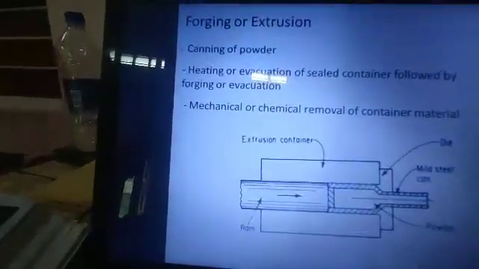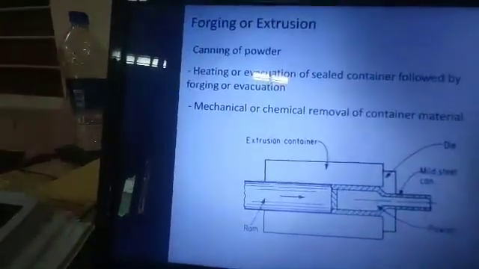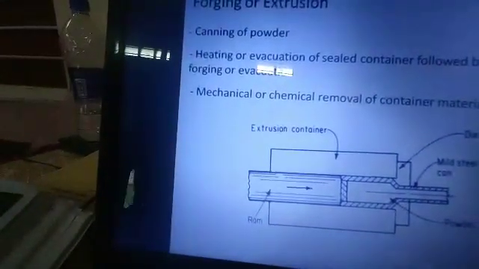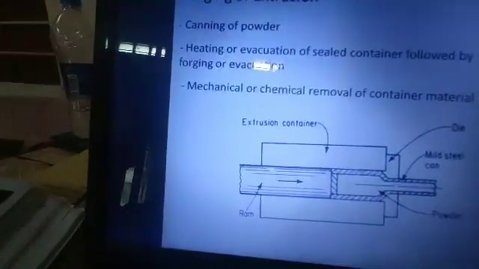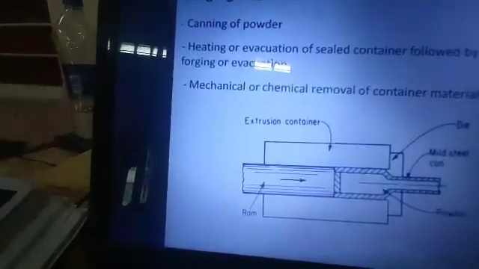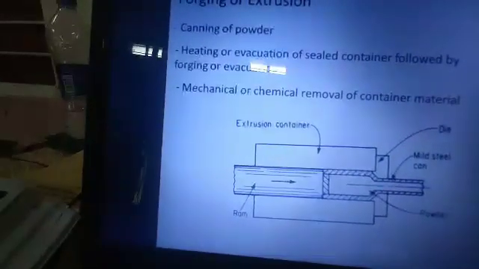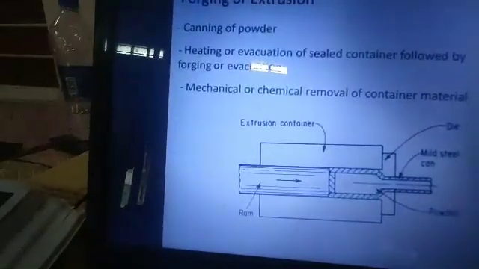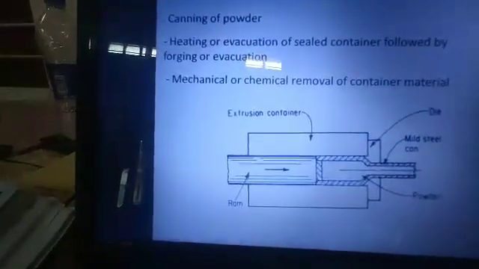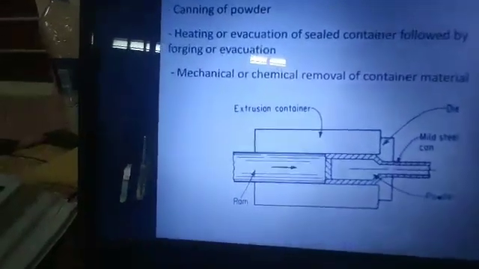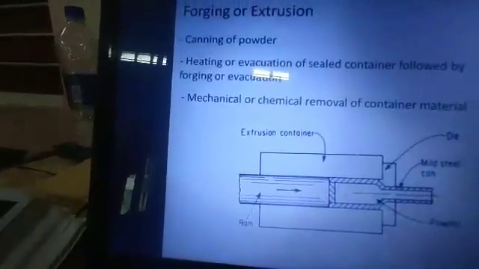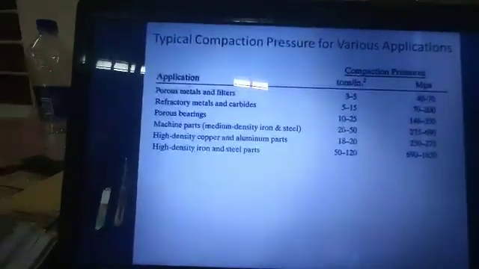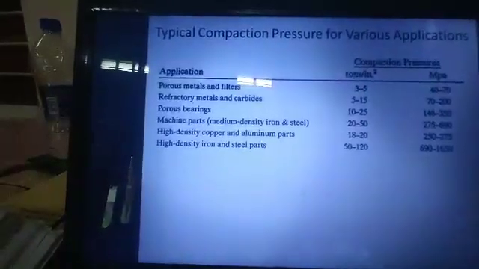Then forging or extrusion. Forging is a process where the first step is canning of the powder. The second is heating or evacuation in a sealed container, followed by forging. After that, mechanical or chemical removal of the container material. This is the diagram of the extrusion forging process. This is the typical compaction pressure for various applications.